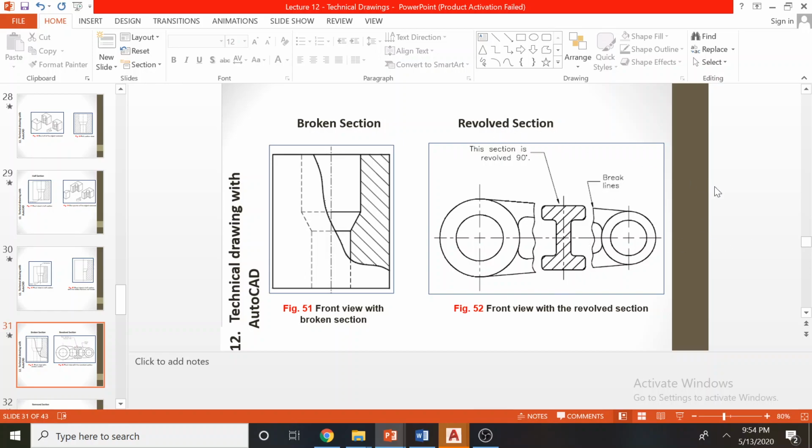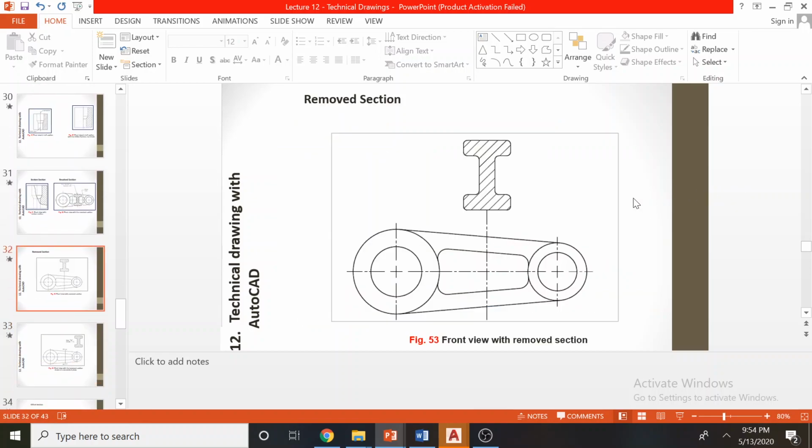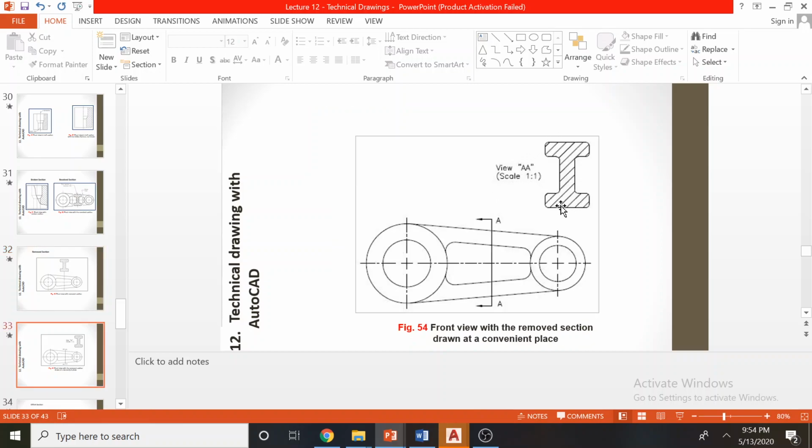This is called a revolved section, and this revolved section can be drawn in some other place, which is called a removed section, something like this also.